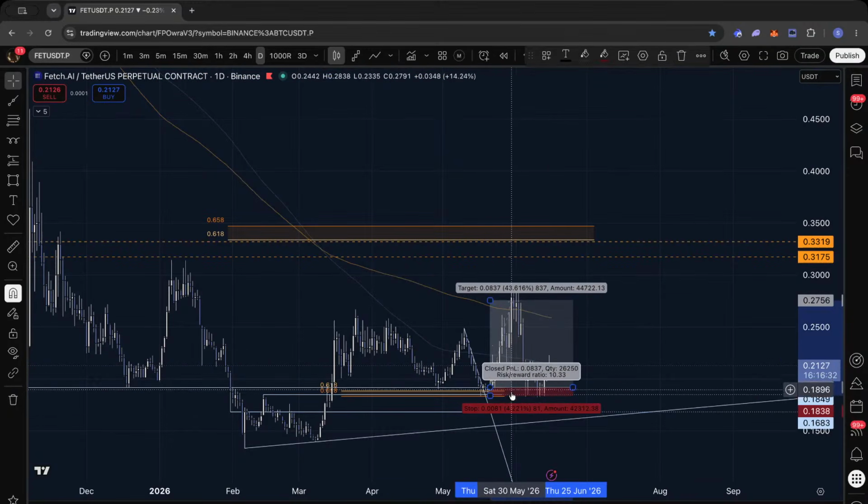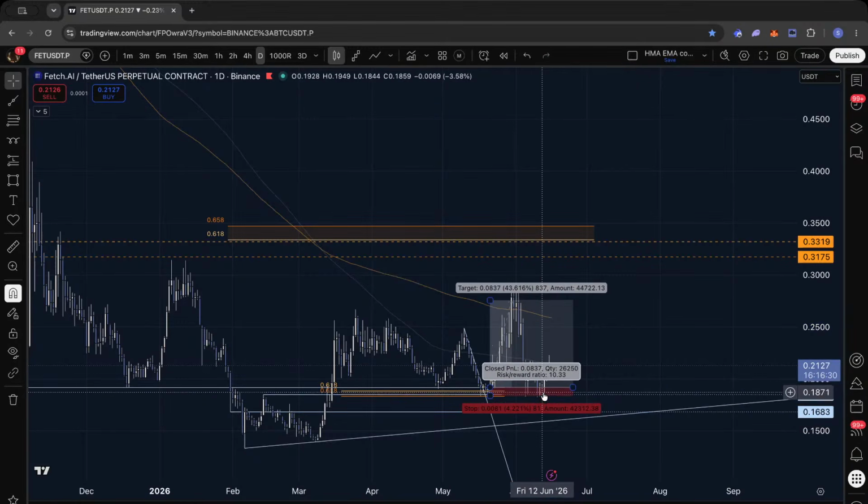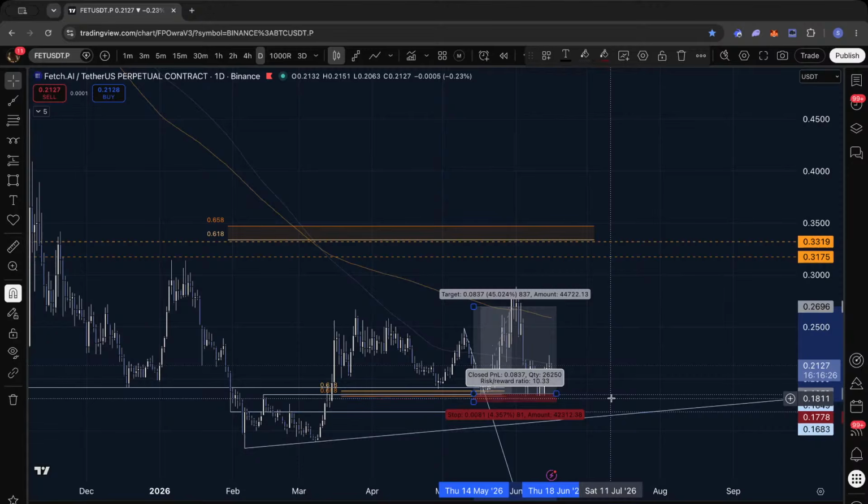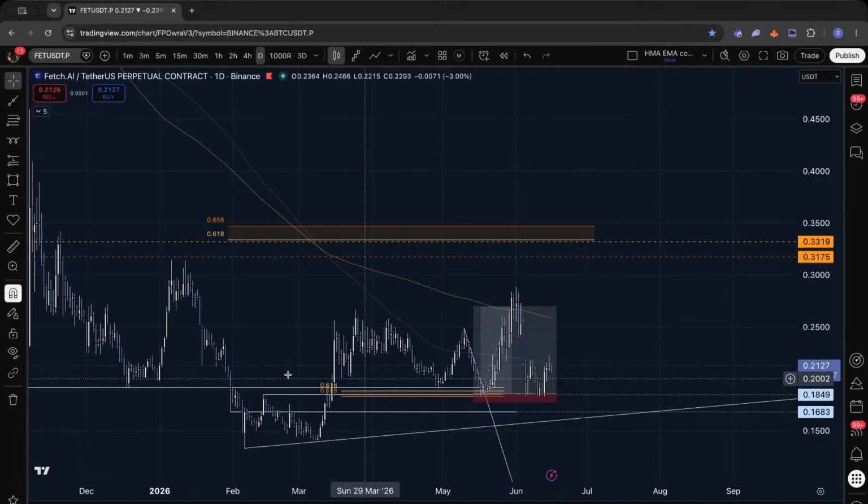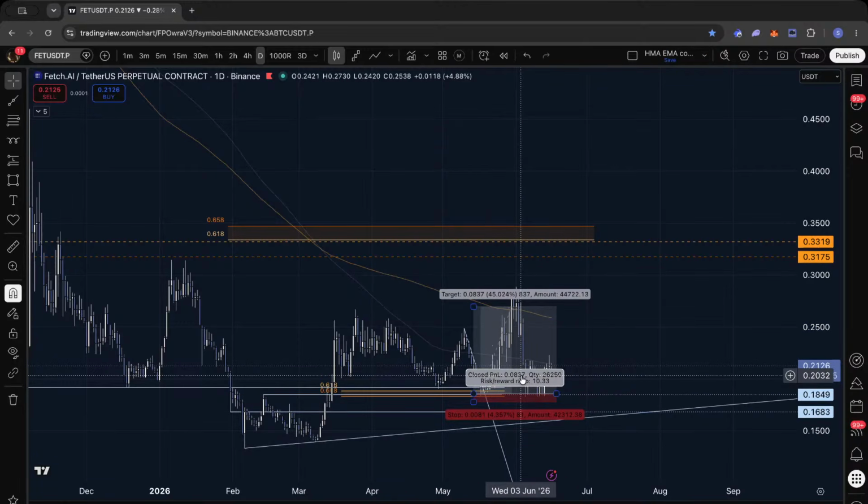So you can see, I don't know if anyone managed to take it, but I did explain that anything below this line, 0.185, that area, it's a pretty good bidding area.